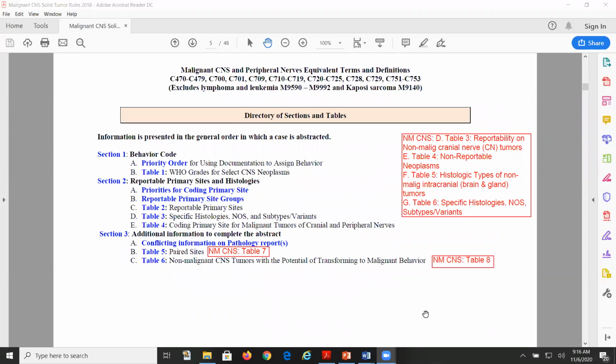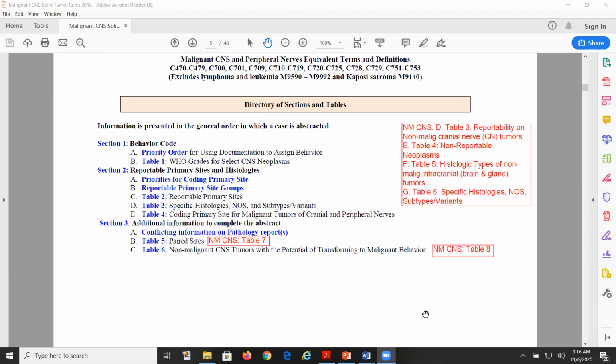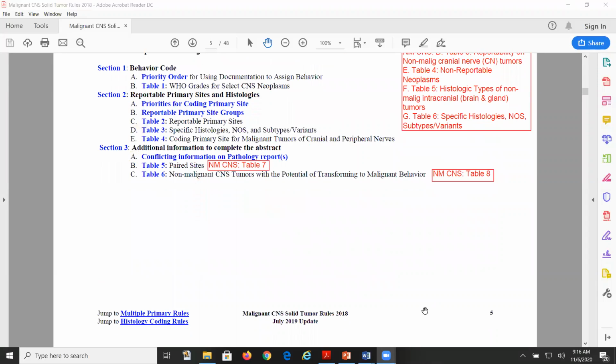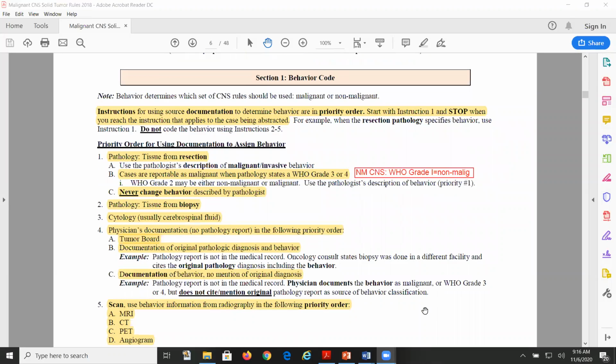So here is our directory of sections and tables, and we'll just go through those. Section 1, behavior code. Similarly, what we discussed on Wednesday, the instructions for documentation here are in priority order. So just like you do when you go through the rules, you will stop at the first instruction that applies to your scenario. So the priority for using documentation to assign behavior is first the pathology from the resection.